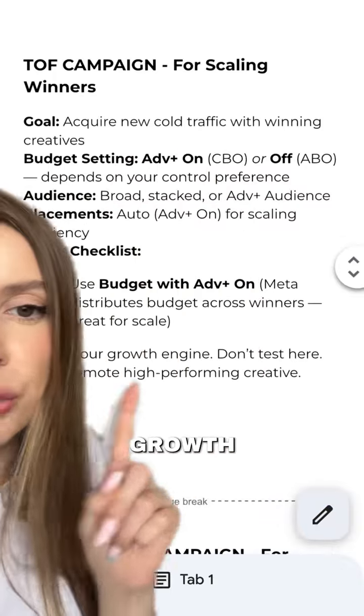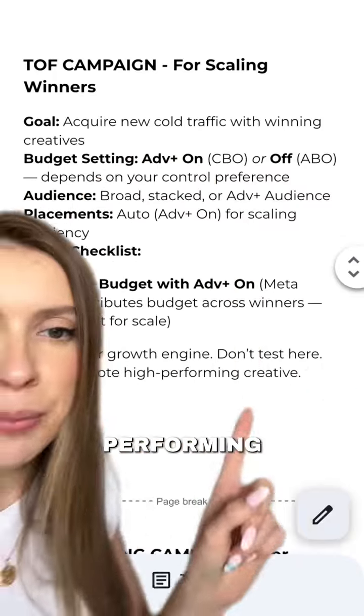The goal here isn't to test, the goal is to scale. This is your growth engine. Only want to promote high performing creatives here.